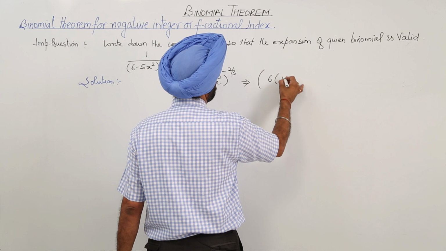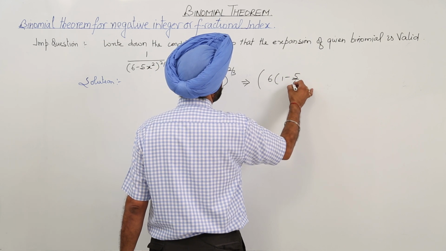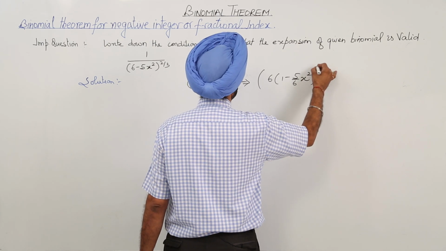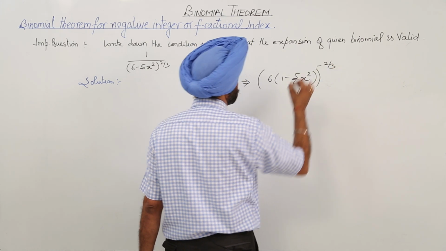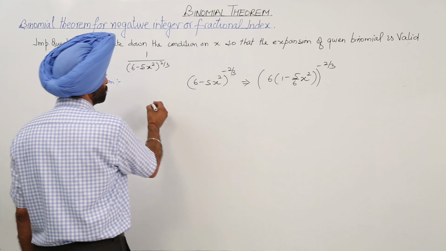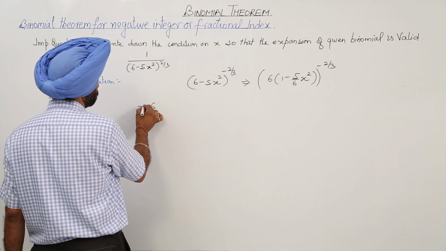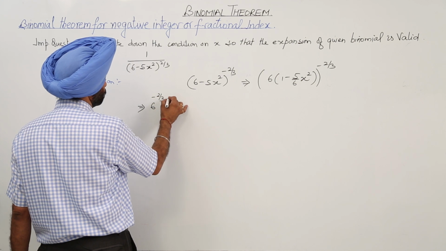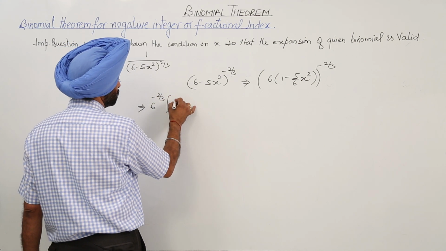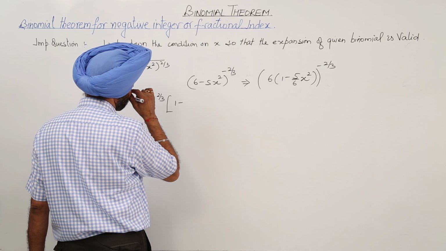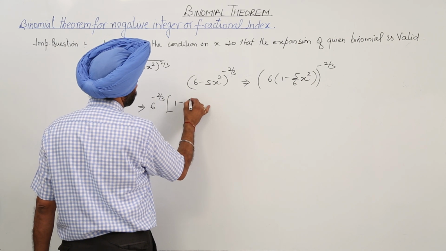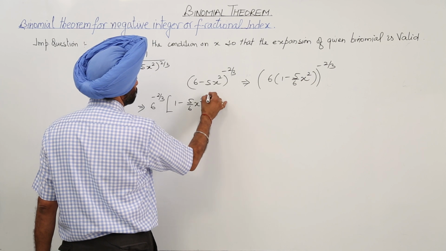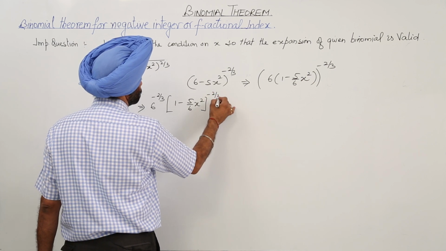6 common, (1 minus 5 by 6 x square) whole the power minus 2 by 3, and to this we can write it 6 raised to power negative of 2 by 3 with (1 minus 5 by 6 x square) to the power negative of 2 by 3.